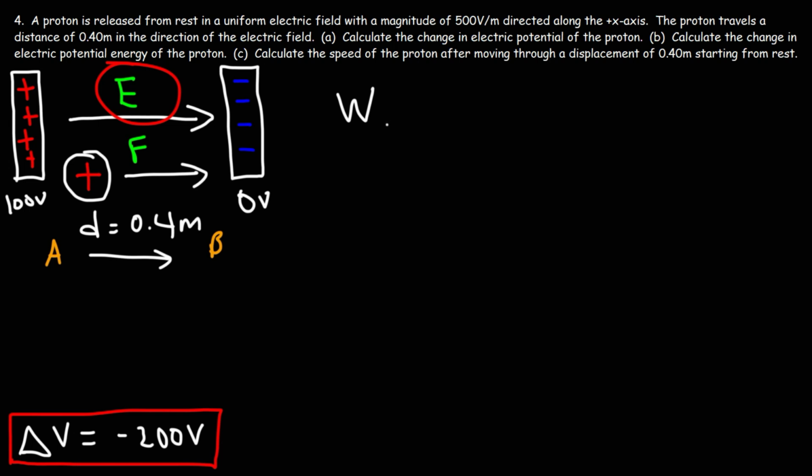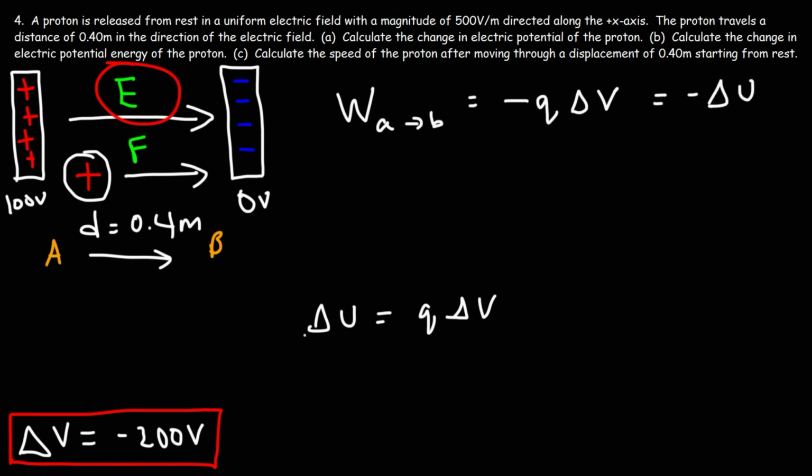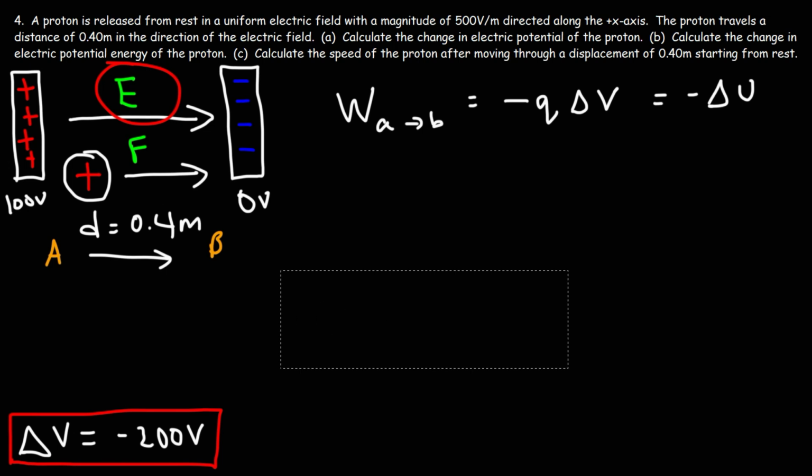So the work that is done by the electric field on a proton as it moves from A to B is going to be equal to the negative change in potential energy. But I don't think we need to use that formula. I want to use this version. And that's also equal to negative Q delta V. So remember, the change in potential energy is equal to Q delta V. So this is still equal to negative delta U. They're all equal to each other. But I want to focus on this part of the equation.